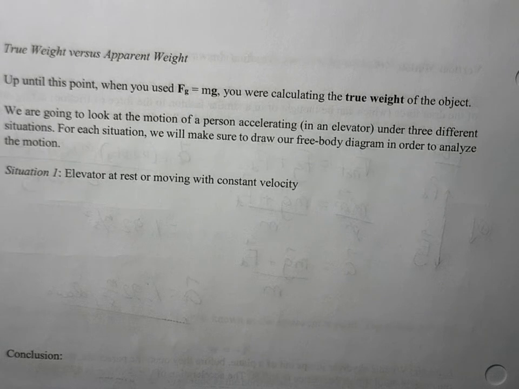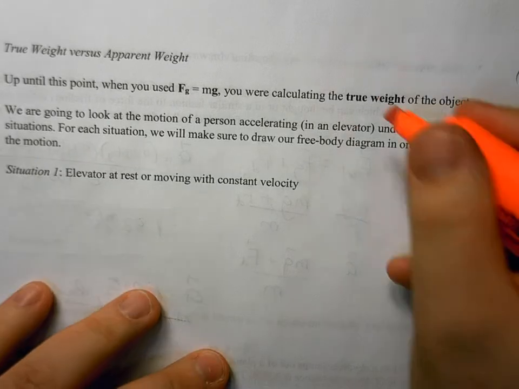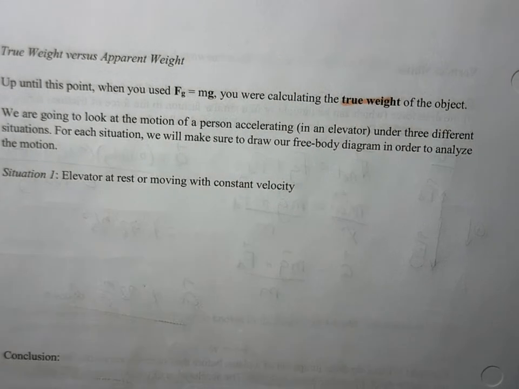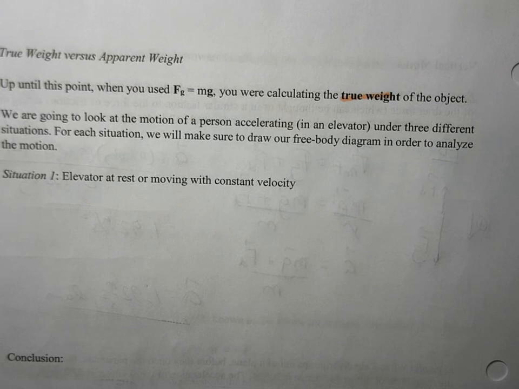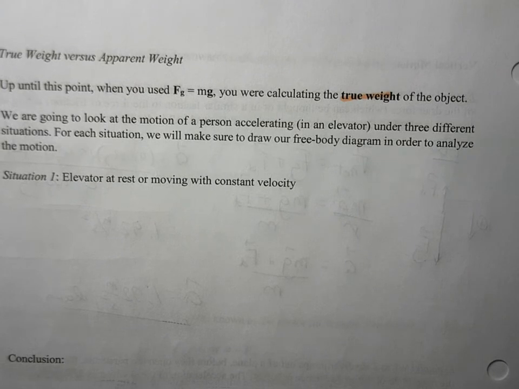So when we've talked about the word weight, or when we've used Fg equals mg, what we've actually talked about is what we call your true weight. And what we mean by this is your actual weight based on your actual mass. Because as you know, mass is a property that does not change. If you're 100 kilograms on Earth, you're 100 kilograms on Mars, on the Moon. So that value of your mass that we use to calculate weight, we call that your true weight.